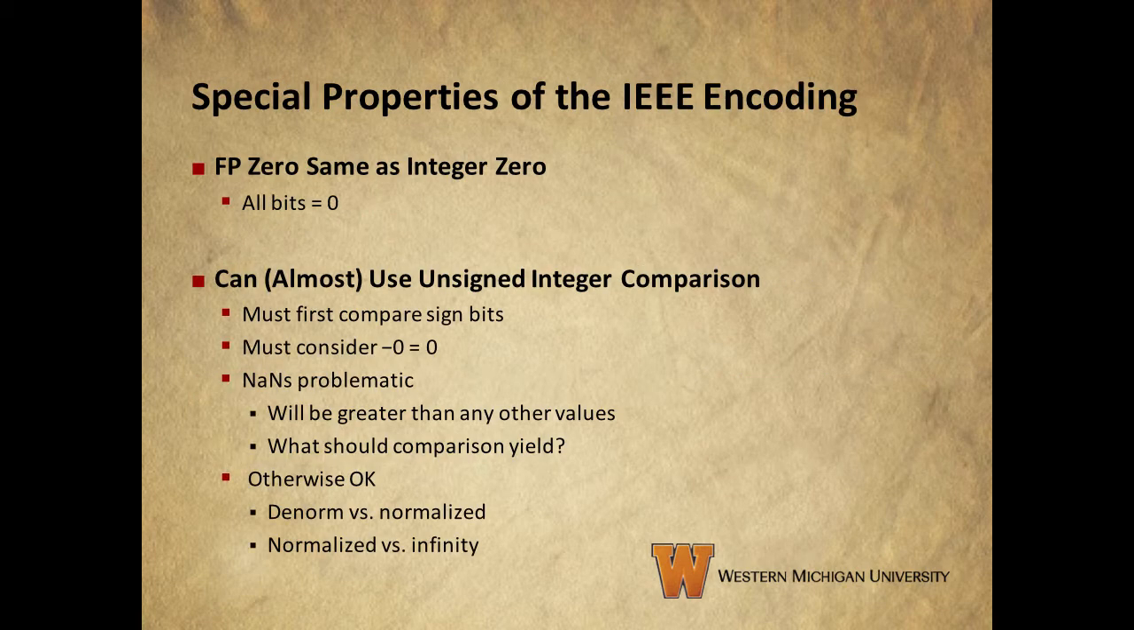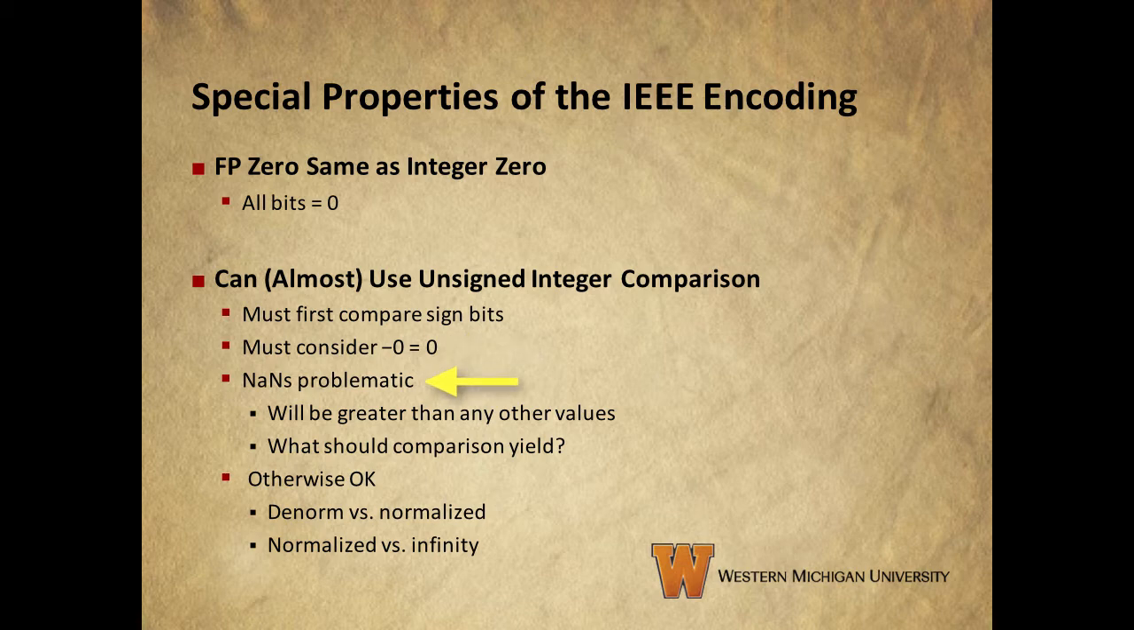Let's take a look at some special properties of the IEEE encoding that have an impact on comparing floating point numbers. Comparisons work much the same as unsigned integer comparisons, but with a few things to keep in mind, and a bit of a problem with the not a number floating point representation. The first thing we must account for when comparing floating points is making sure to compare the sign bits. We don't want to accidentally say that 500 is equal to negative 500, for example. We also must remember that for the purposes of comparison, negative 0 is equal to positive 0.